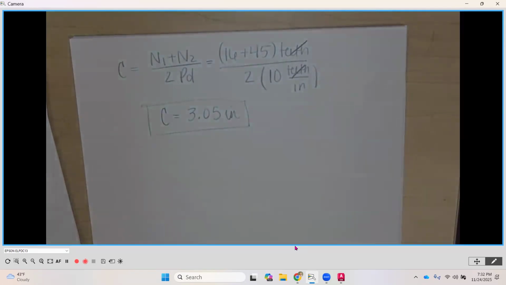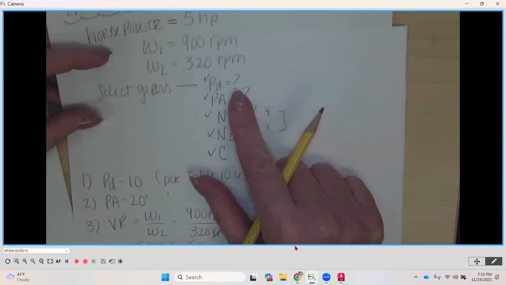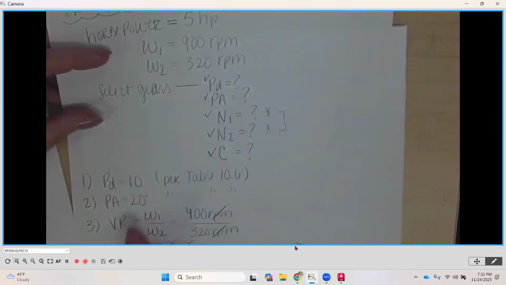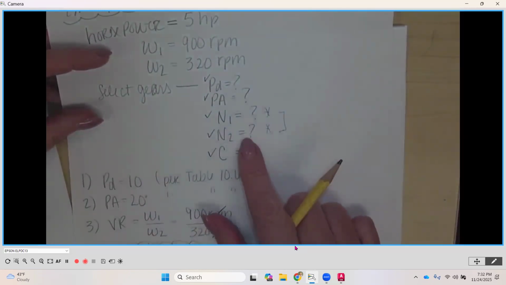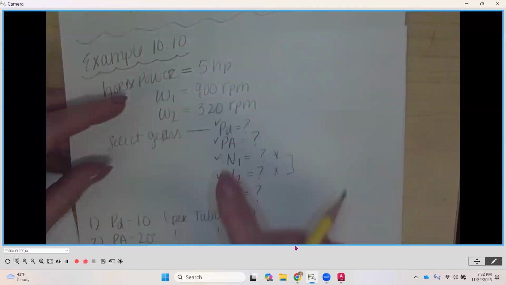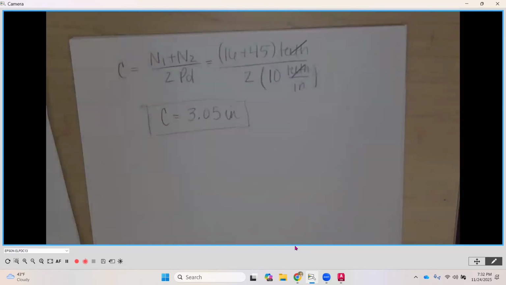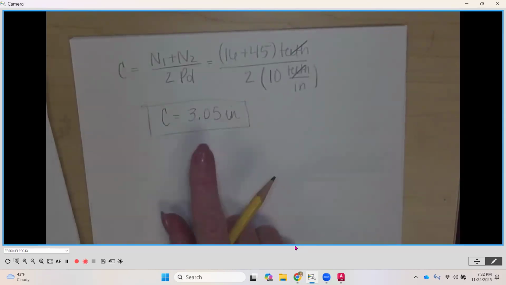Did you get 3.05? Yep, and that should be, yep, good. And that takes care of our last variable. Okay. So we identified the size of the teeth, which was a diametral pitch of 10, the pressure angle, 20 degrees. We found the number of teeth in the pinion and the gear that would accomplish the 900 to 320 speed reduction, and that was 16 and 45. And then finally, the center distance, physically, how far apart is the center from the pinion to the gear? That's 3.05 inches.